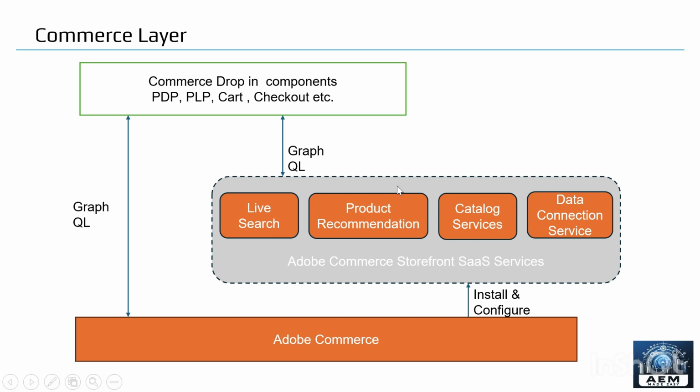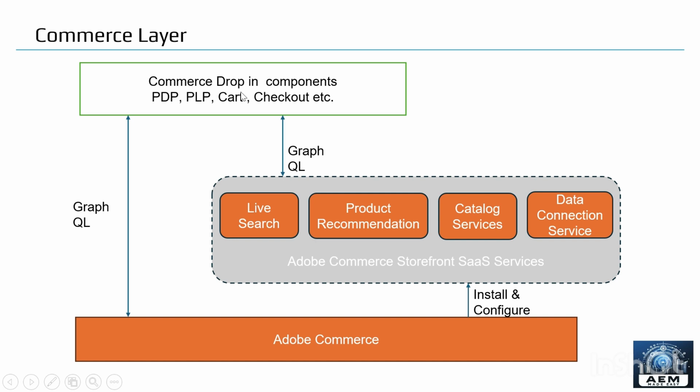For these commerce storefront SaaS services, there are some modules available that you need to install and configure, and there's one service connector which helps these services get all the data from Adobe Commerce. It connects your SaaS services with Adobe Commerce, and the service connector also helps to index this data. So this provides very fast data to our drop-in components.